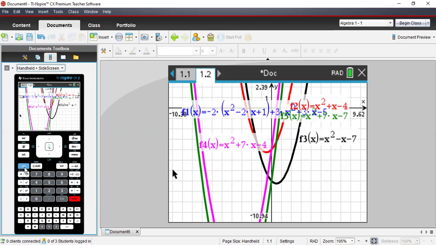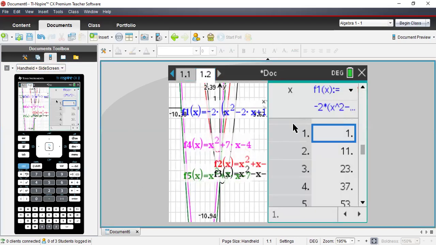And if the tables are identical, then you can assume that the functions or the expressions are identical. So I'm going to do this. If you do Control T, it's going to give you a table.